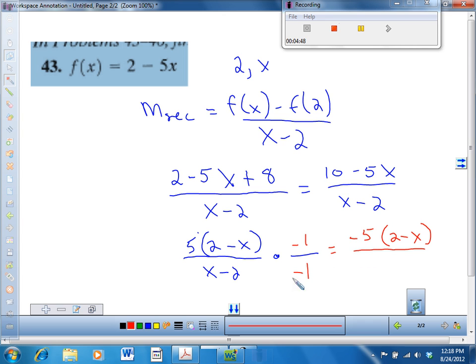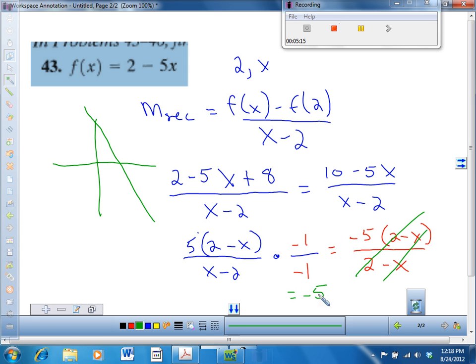And on the bottom, negative 1 times 2 makes positive 2, right? And negative 1 times x makes negative x. So what ends up happening is these two things cancel out, and you get that the rate of change is -5. And that makes sense, because what is this the equation of? A line, and the rate of change is the slope, right?